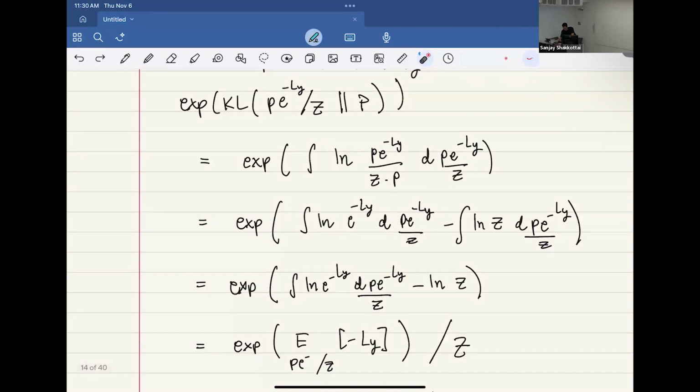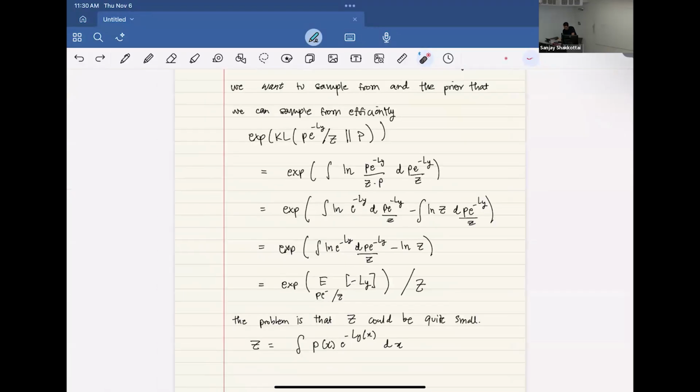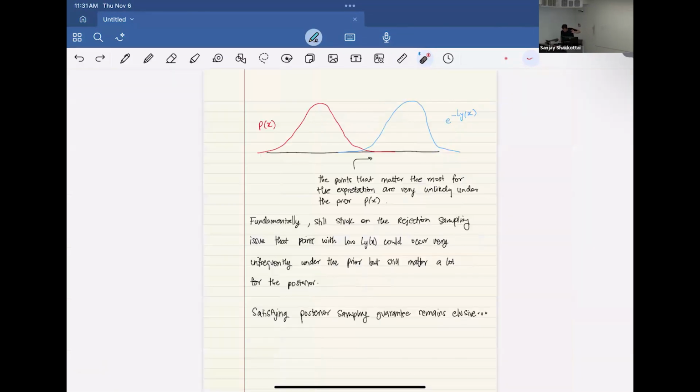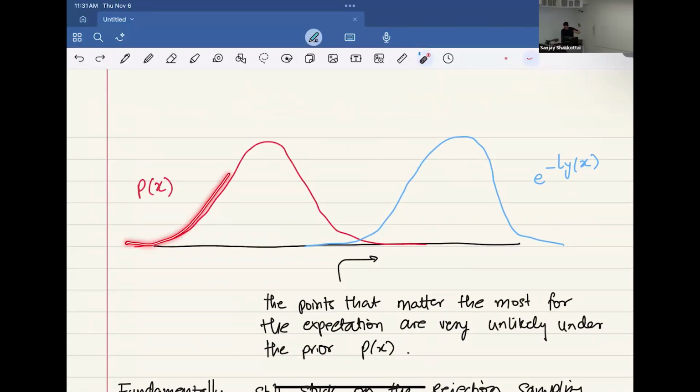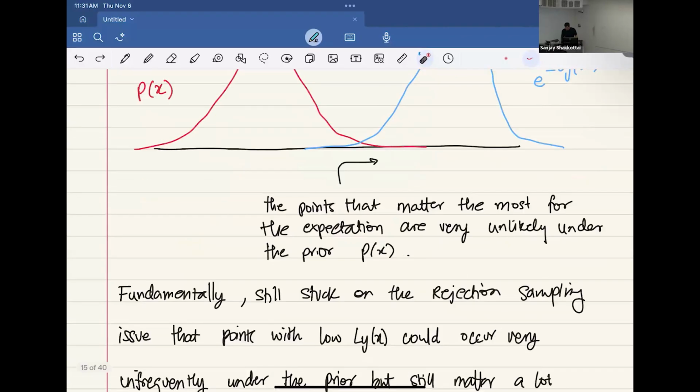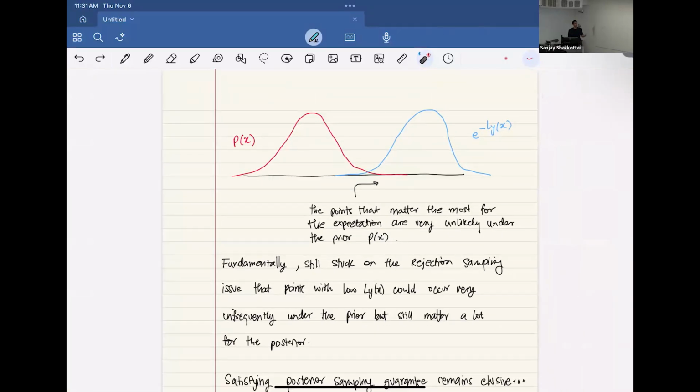There's a calculation here. I don't know if I should go into it, but eventually what you'll see is that the number of samples you need depends on the integral of p of x times e to the negative L of x. This quantity can be very small. For example, if the points that my prior likes are these ones, and the points that my likelihood likes are these ones, the integral of the product is going to be very small. This is basically the same problem we had with rejection sampling, where we were just hoping that when we sample from the prior, we will eventually get the thing that we wanted, and then we can do the rejection sampling.